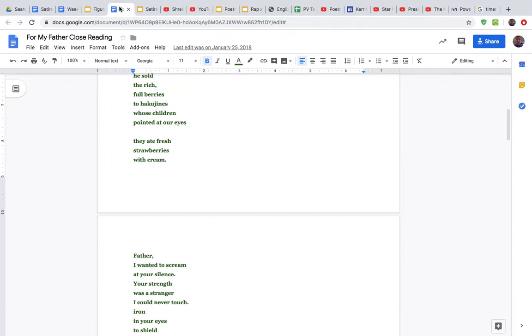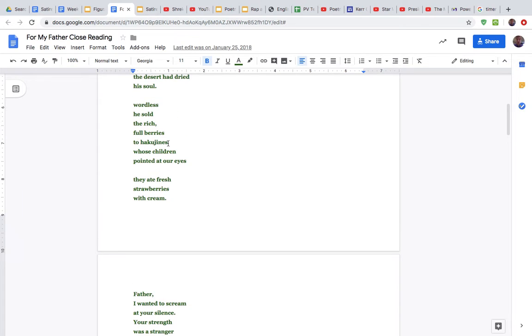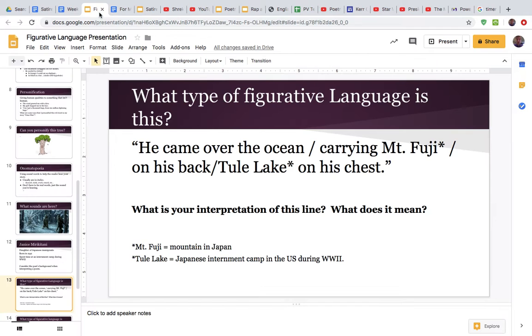Some things I did want to show you were that Hakujin, that would be a Japanese word for white people. So the white people whose children pointed at our eyes. We'd have to think about what's going on there. For me, I think about how, stereotypically, Asian Americans have thinner eyes. So she might be saying that these white kids were pointing at her eyes and discriminated against her and her family because they looked different than the white people they were selling the strawberries to. That's how I interpret that line.